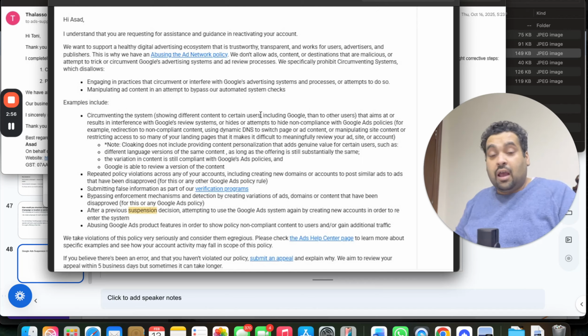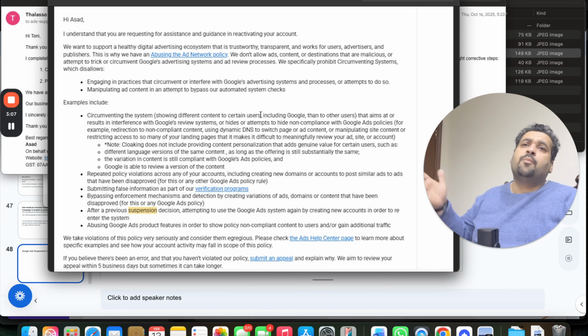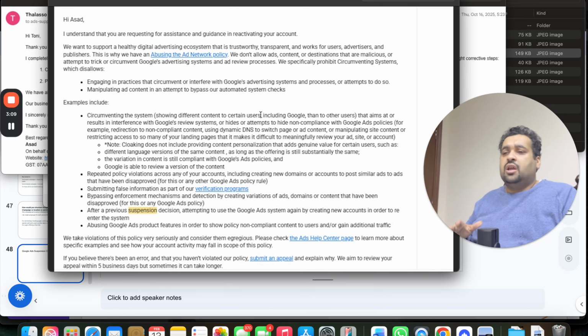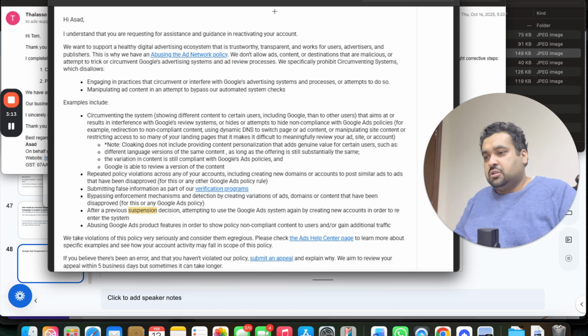There is also the unacceptable business practice policy, which is another big error for suspension, but there can be other errors as well. And if you have Google Ads disapproved, it can be for circumventing system, compromised site, malware issues, or any other issues as well. Repeated ad disapprovals also lead to suspensions.